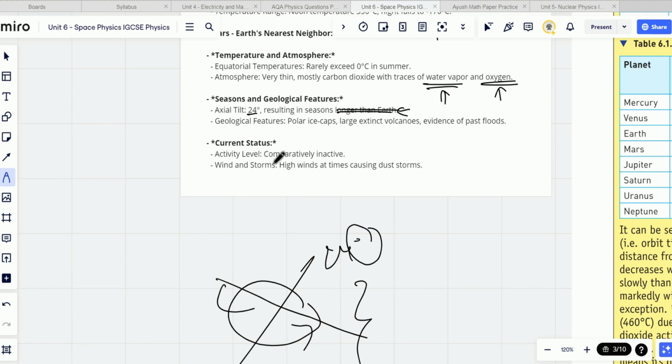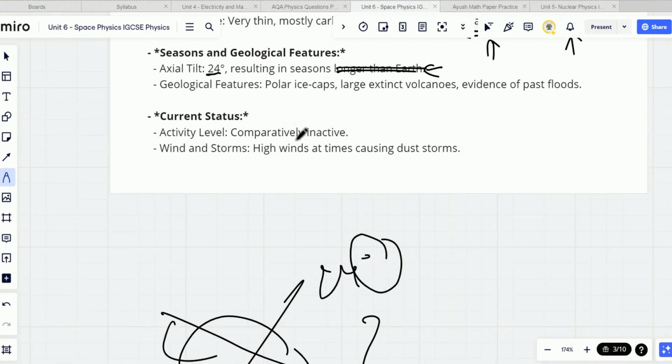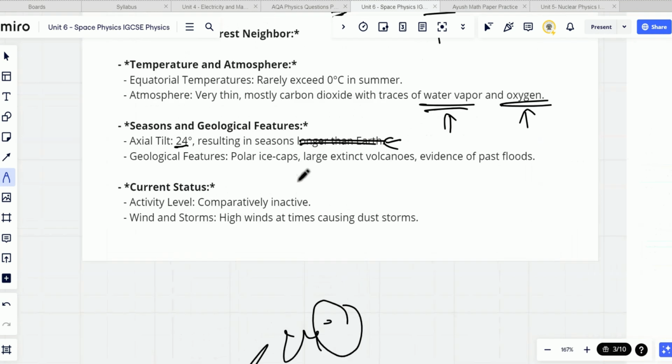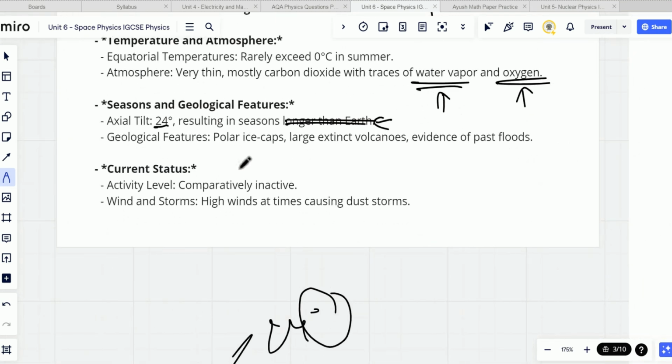What's the current status of Mars? Comparatively, the activity level is inactive, and it has high winds at times, causing dust storms. What else? What are the geological features of it? It has polar ice caps. It has very large volcanoes, and there's also evidence of past floods on Mars. This is all Mars.